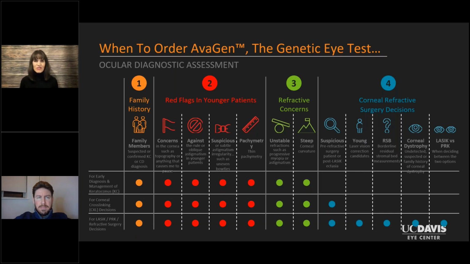So you might say, well, when do I do this? When do I actually think of running this test? And if there's a family history, that's just an ideal time. The nice thing about the Avogen test is it's a cheek swab. It can be done in babies and children. It can be done in really young patients. It's very easy to do.